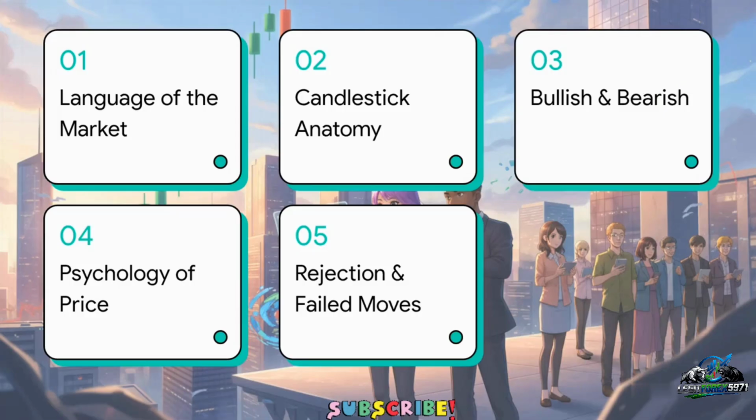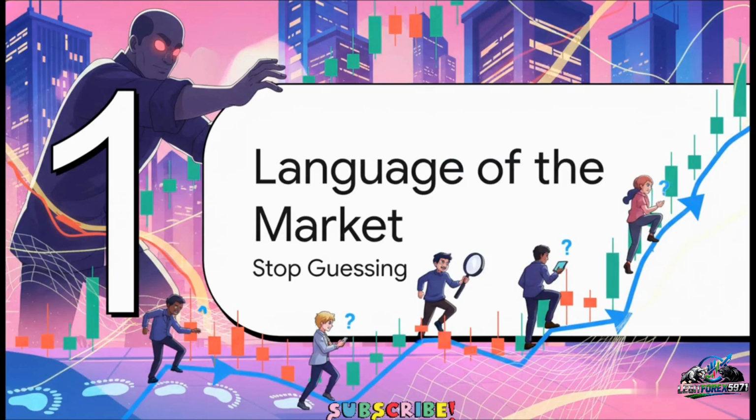So here's our quick roadmap for today. 1. The language of the market. 2. Anatomy of a candlestick. 3. Bullish and bearish battles. 4. The psychology of price. And finally, 5. Rejection and failed moves. Starting off with Section 1, the language of the market. Stop guessing and start reading.